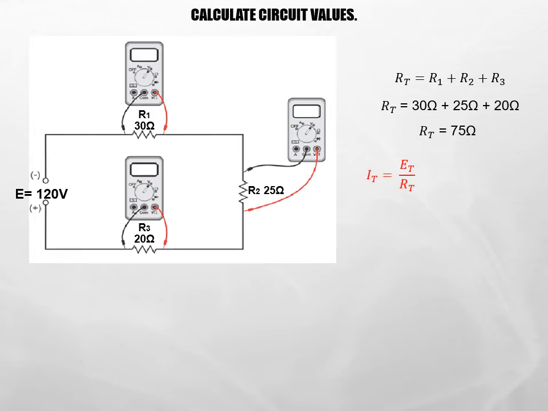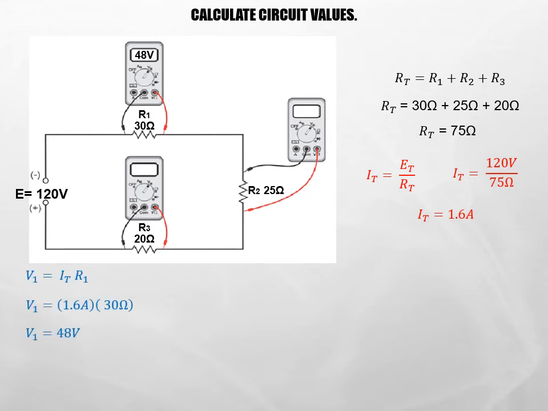We can now calculate the circuit current, because we have RT, and we know what our source is, ET. IT is equal to ET over RT, or 120 volts over 75 ohms, which gives us 1.6 amps of current in the circuit. Again, current is common in a series circuit. So R1 will have 1.6 amps, R2 will have 1.6 amps, and R3 will have 1.6 amps.